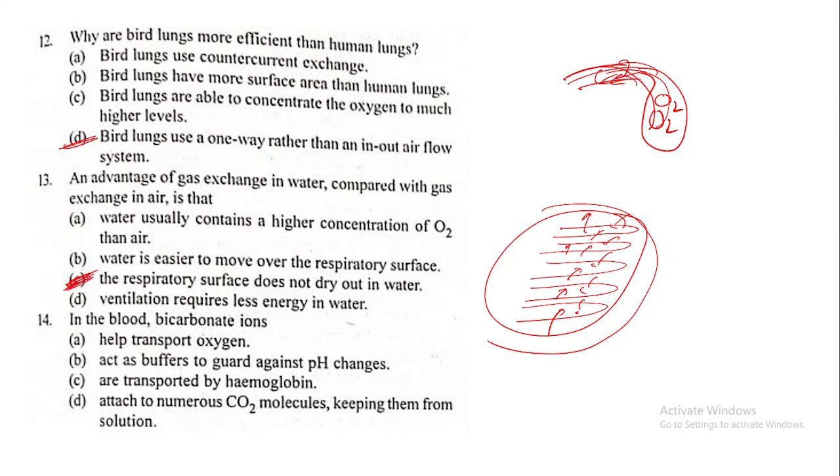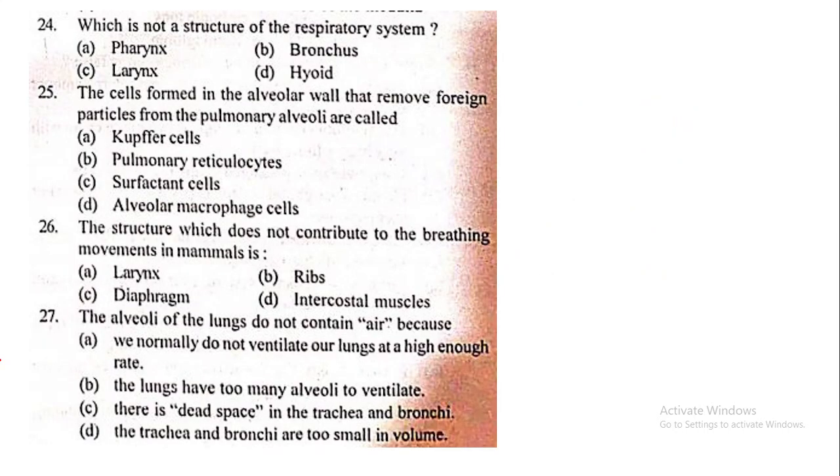So, the right option here is C. In the blood, bicarbonate ions help in the transport of oxygen, act as buffers against the pH changes. They are transported by hemoglobin. They are attached to numerous carbon dioxide molecules, keeping them from solution. The right option here is, we know that they act as buffers.